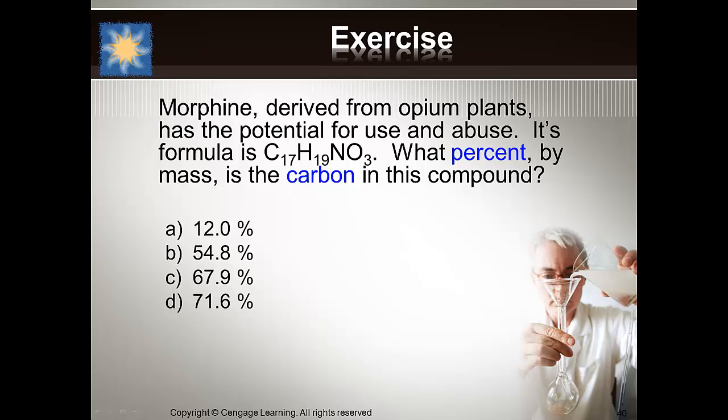So 17 times 12 plus 19 plus 14 plus 3 times 16 for oxygen. See, I'm rounding off these molar masses. You've probably noticed that as we've gone through. I've largely rounded off quite a lot. So we've got 17 times 12 plus 19 plus 14 plus 3 times 16 gives us 285 grams per mole. Now our C17 was 17 times 12, 204 divided by 285 grams per mole in total. That gives us 72, roughly 71.6%. So the answer is going to be D.